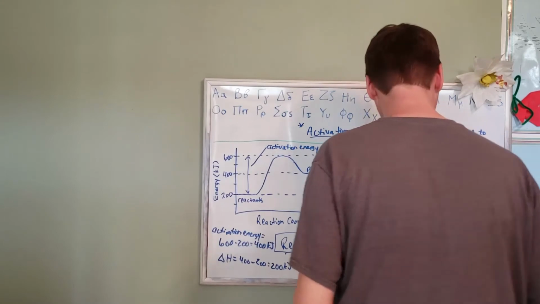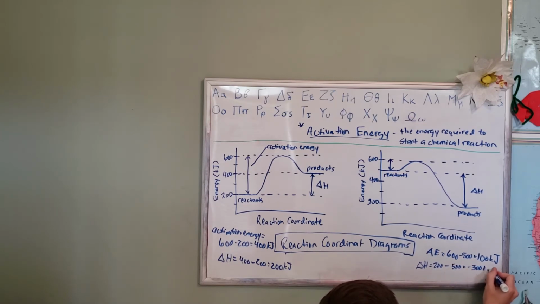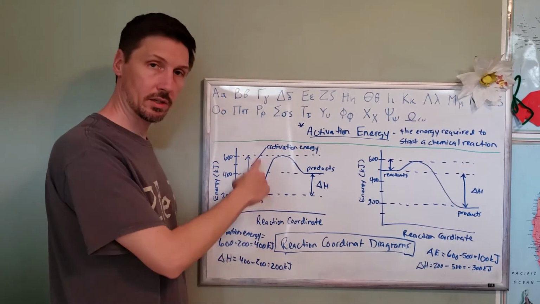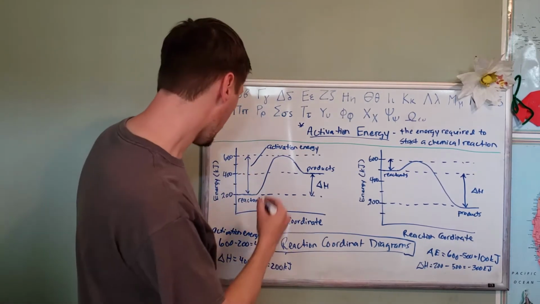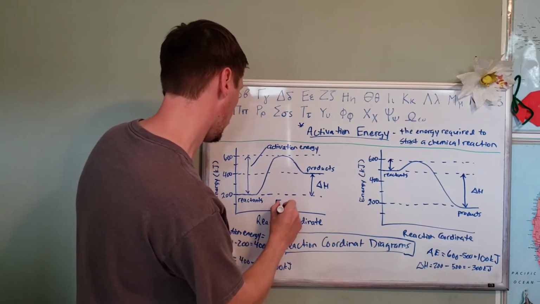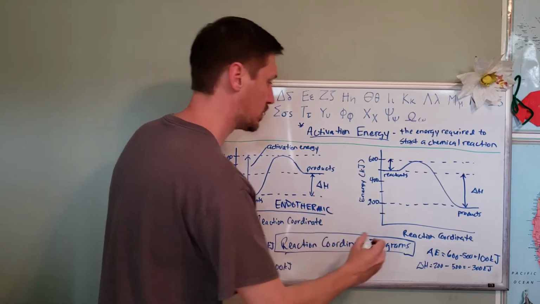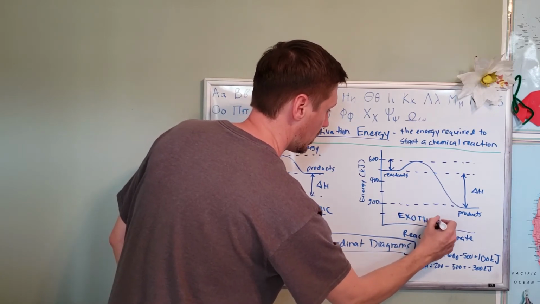Now for this reaction over here, the ending value is 200. So change in H for that one equals 200 minus the starting value, which was 500. So for this one, it's negative 300 kilojoules, right? And so what we know then, because the change in H for this particular graph is positive, is that this is an endothermic reaction, right? We're going to say here, endothermic. And for this one here, because change in H is negative, this is an exothermic reaction.